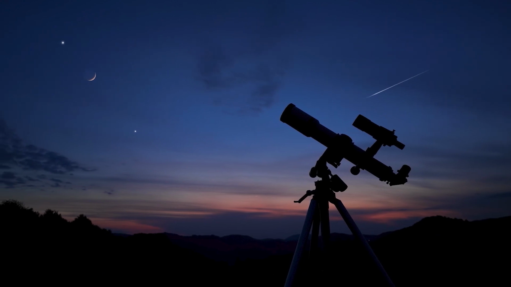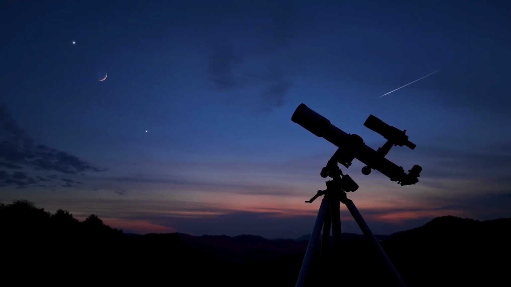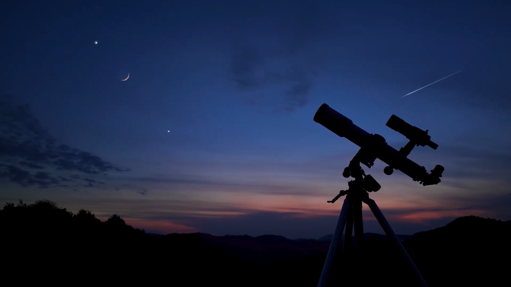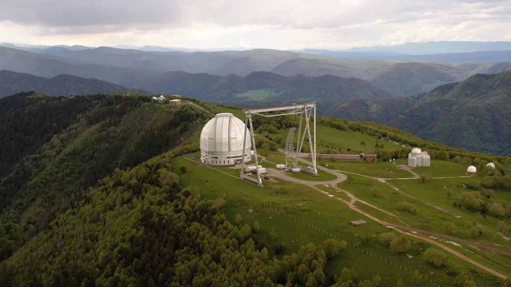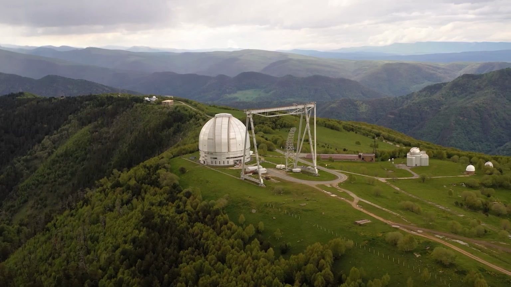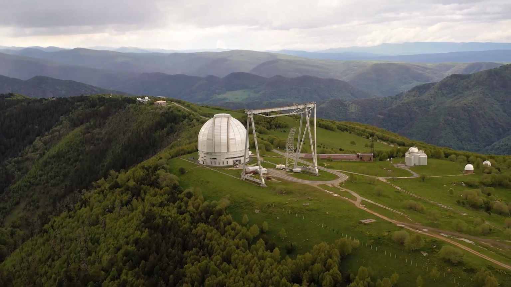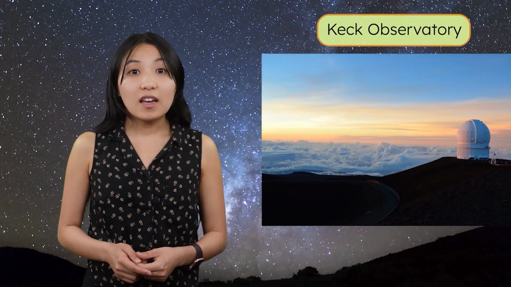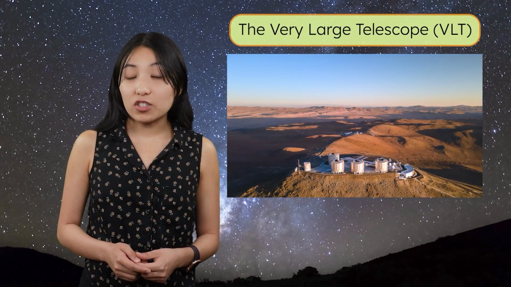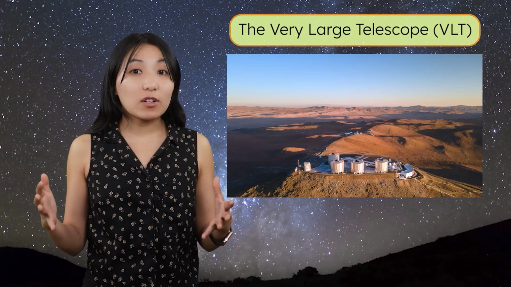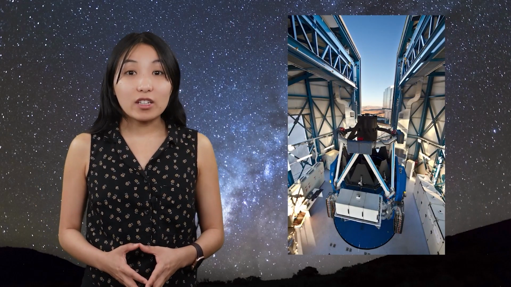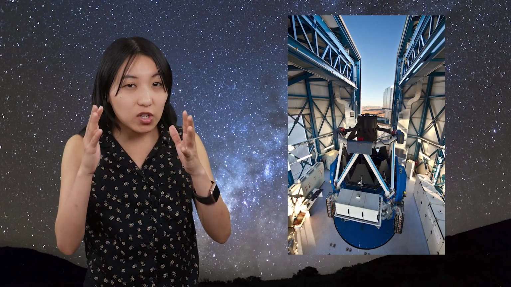Imagine standing on a mountaintop, far from city lights, looking through a massive telescope pointed toward the night sky. This is what ground-based observatories do every night, capturing light from distant stars and galaxies. Telescopes like the Keck Observatory in Hawaii and the Very Large Telescope in Chile have enormous mirrors capable of gathering incredible amounts of light, allowing astronomers to see faint objects millions of light years away.